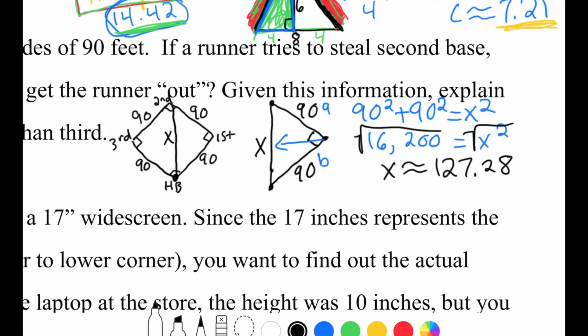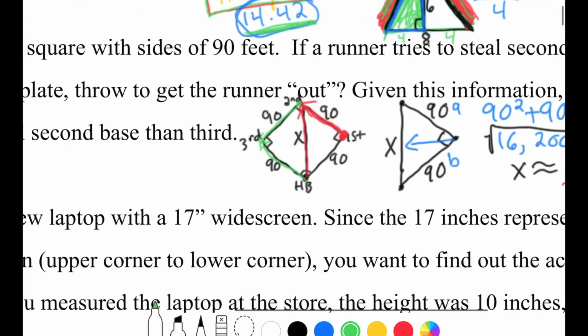So the question is, given, let's say we're a runner on first base, why is it that a runner typically runs or steals second base while the catcher is having to throw it 127.28 feet versus a runner trying to steal third, which is running 90 feet, while the catcher is only having to throw it 90 feet. Hopefully you can see it written out.